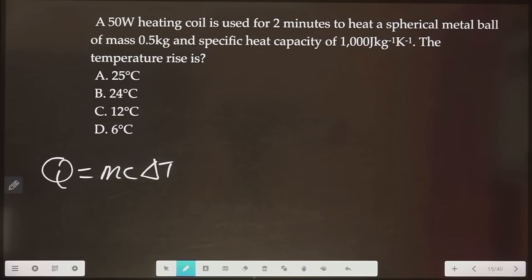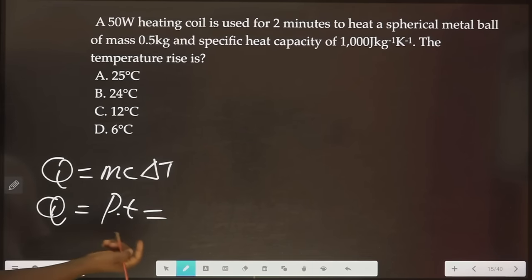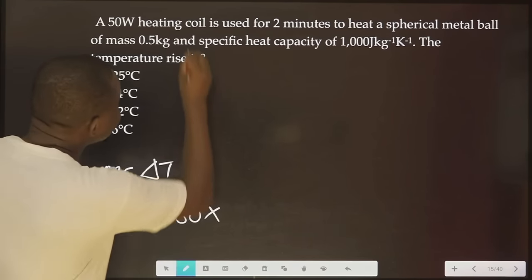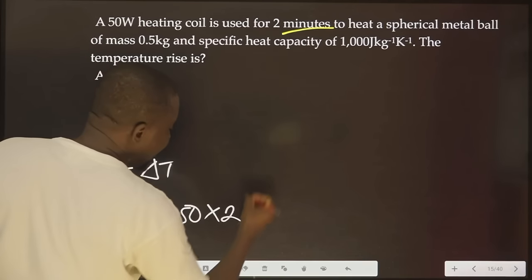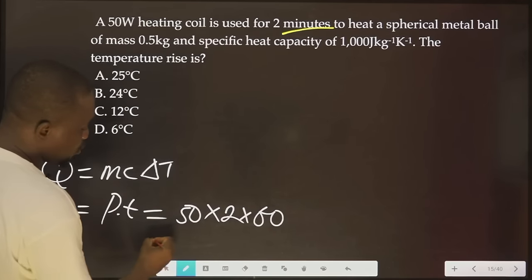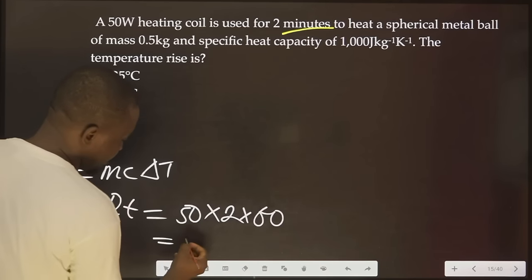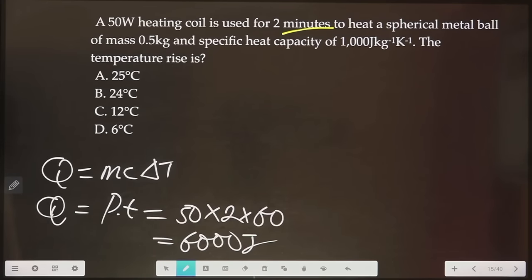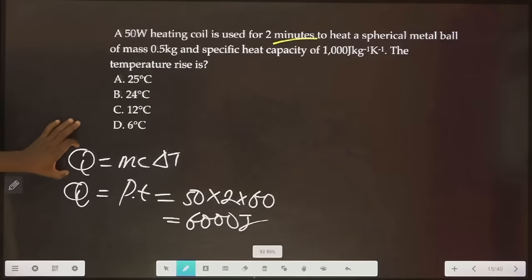Okay? Also, we must know that the heat can also be calculated by multiplying power by time. That is to say, if you want to calculate energy, you can also use power multiplied by time. That is PT. So why not first of all just get this one? We know the power to be 50. We know the time to be 2 minutes. Let's convert the minutes to seconds by putting 60 here. So therefore, this is 100 times 60, that is 6,000 joules.